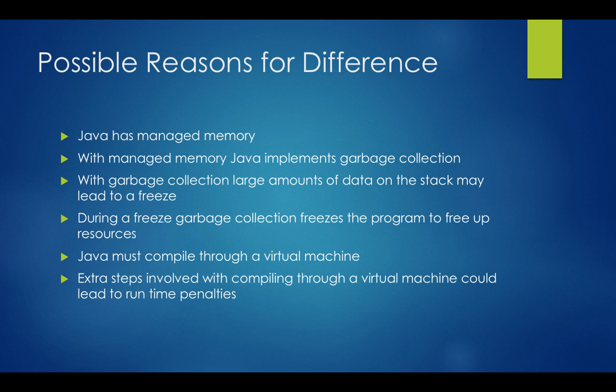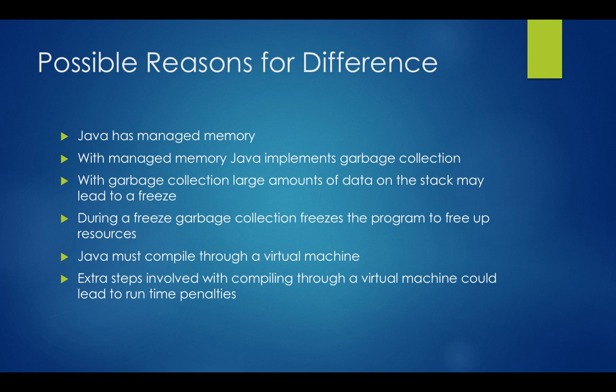Although this helps programmers avoid memory leaks that would be difficult to catch in C++, it also could lead to what are called freezes, in which the garbage collection freezes the program to free up resources. During a freeze, the program stops, which could have led to slowing down of the program in Java versus that in C++.